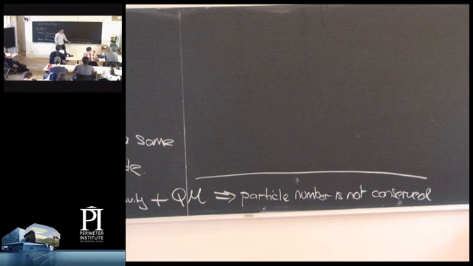By the way, how are these blackboards? If I write at the bottom here, can people in the back see? What's a good cutoff? Is that line a good cutoff? Okay. So this says because special relativity and quantum mechanics implies that particle number is not conserved. From now on, I'll try and write above that line.